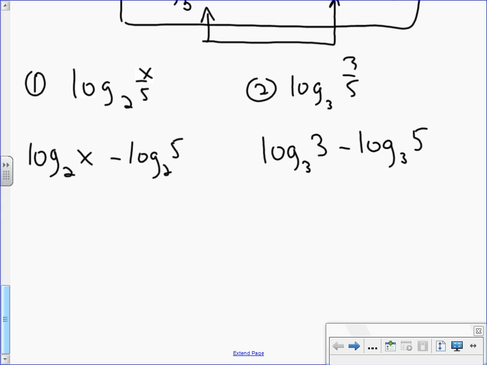Now, one of the things I need you to start looking for, this wasn't on last night's homework, is that creature right there. If it pops up, log base 3 of 3, log base 5 of 5, log base 10 of 10, what does that equal? 1. All right, so far so good?